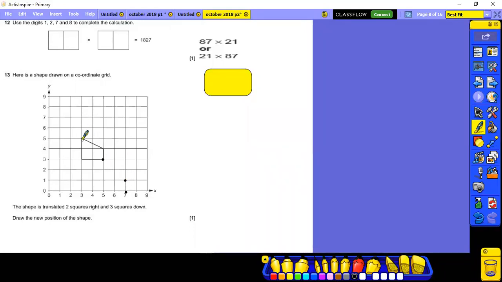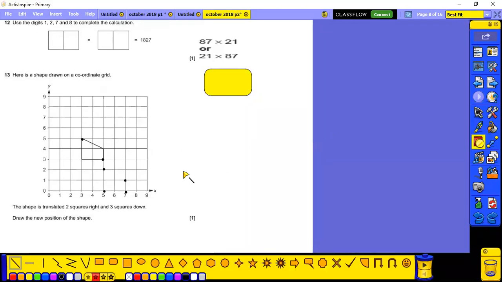How can I do this point? Let's do it. 1, 2, right, and then 1, 2, 3 down. And this is the last one. And simply, in this question, you have to use the ruler, okay? So this will be the translation of the shape. Make sure to use the ruler when you're doing it. 2 squares right, 3 squares down. What's wrong here, Marwan? Do you have a question here?